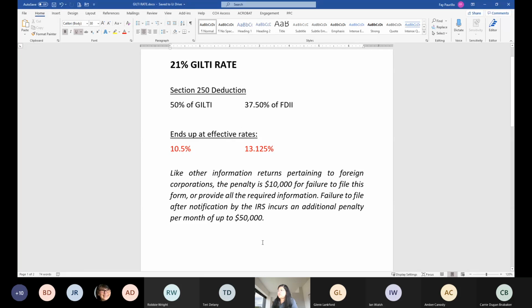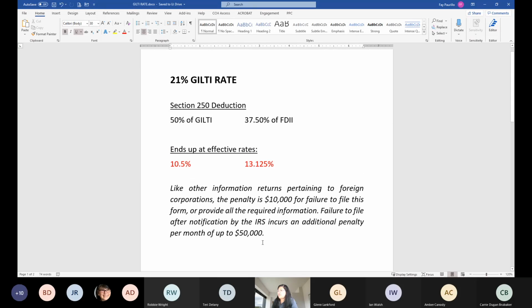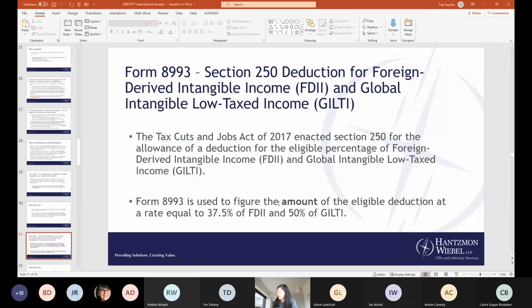I failed to include this in the slide, but generally this is the GILTI rate, and then if you apply the deduction, it ends up lowering your effective rate for GILTI to 10.5. And then I guess we're out of time.